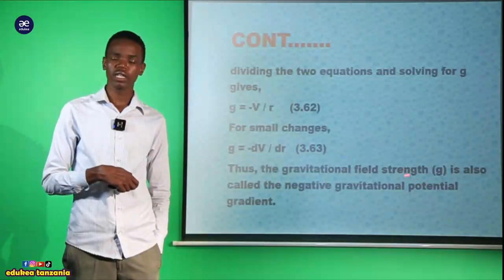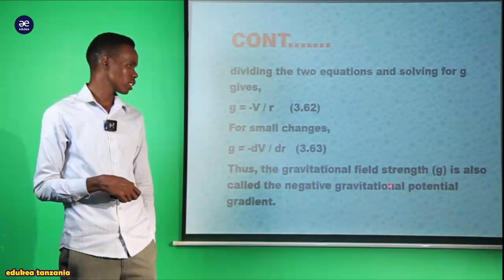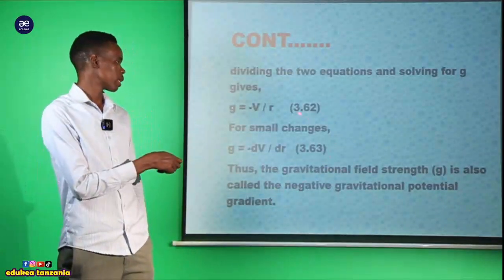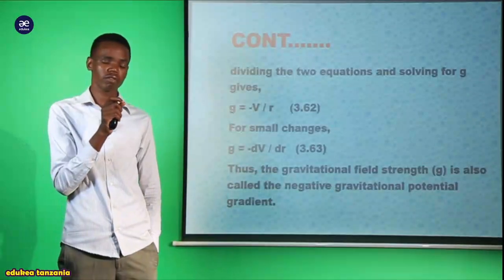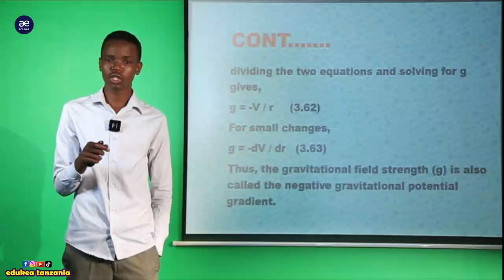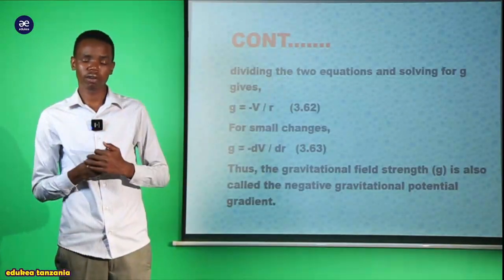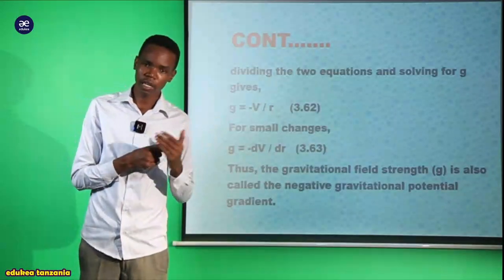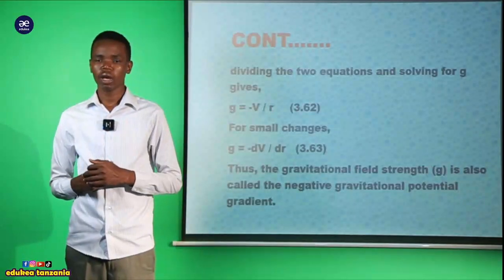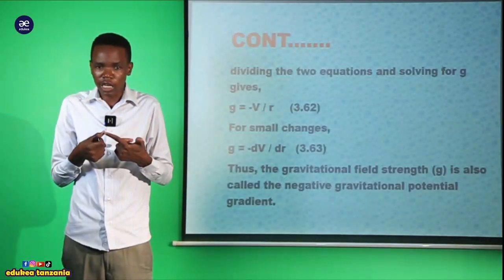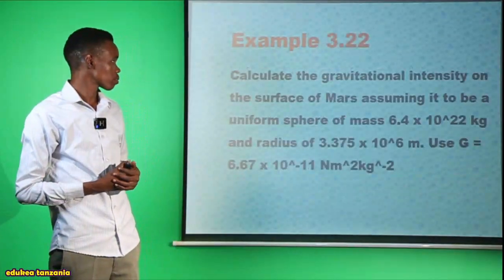This gravitational field strength is sometimes called the negative gravitational potential gradient, because this gives us a gradient, so that we can get the gravitational field equal to the negative of the gravitational potential gradient. It means it is equal to the gradient, the derivative of V divided by the derivative of R. It means we take the final V2 minus V1 over R2 minus R1. It gives us the gradient, but that gradient will be negative, as we observe here.